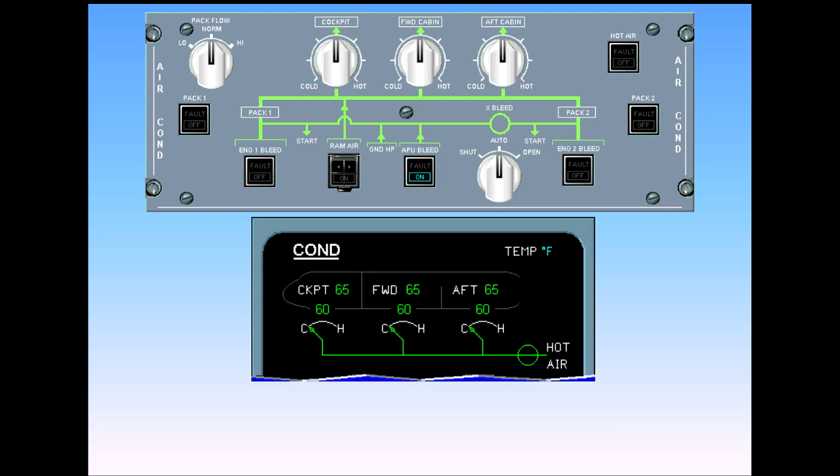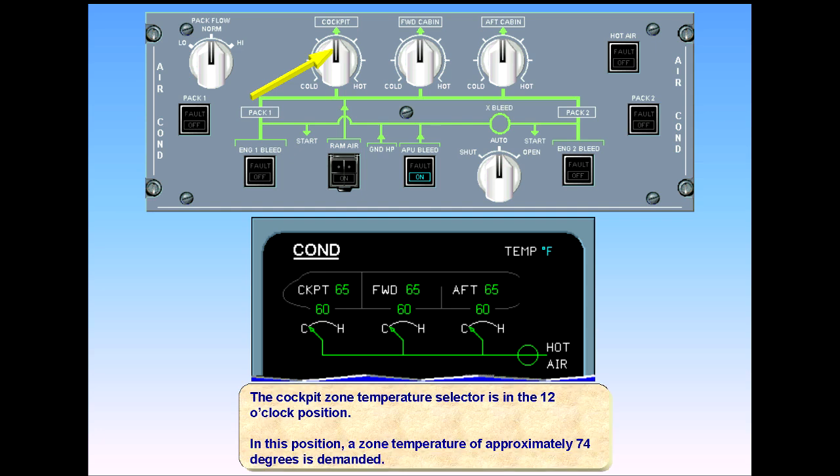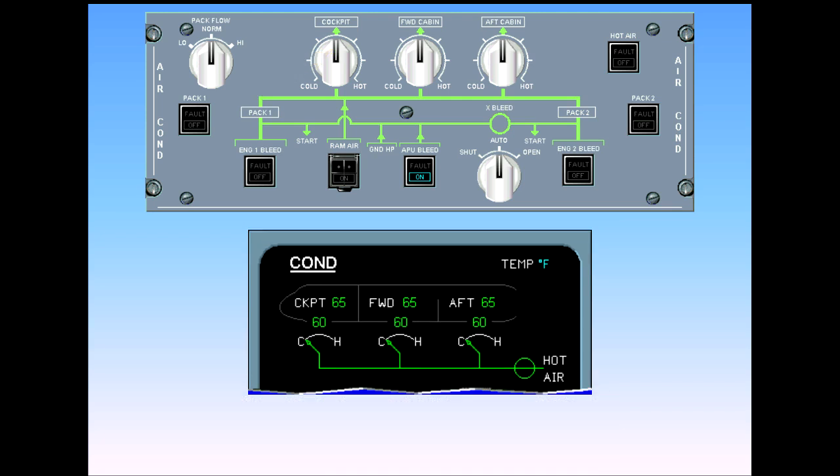The cockpit zone temperature selector is in the 12 o'clock position. In this position, a zone temperature of approximately 74 degrees is demanded. Since 65 degrees is less than the requested 74 degrees, the zone controller sends a command to increase the amount of hot air needed.